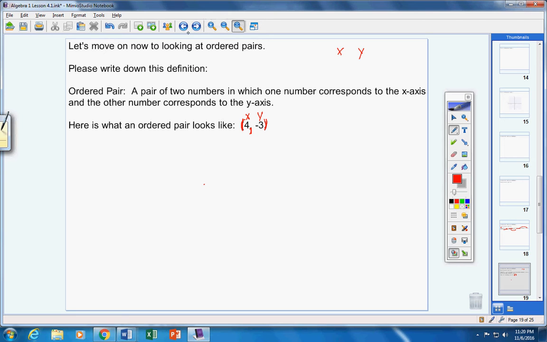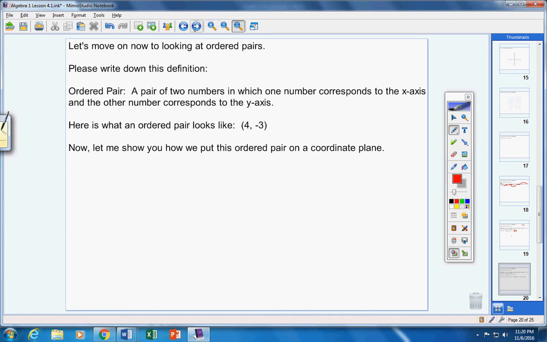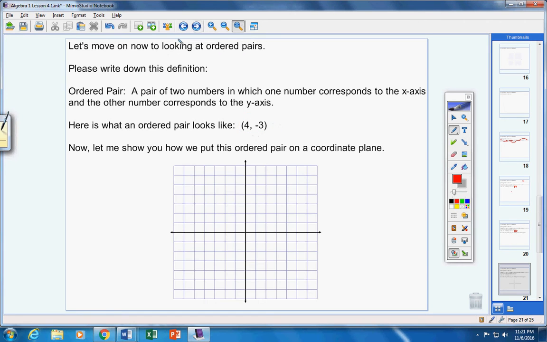In your notes, you should already have your coordinate plane drawn. Let's take this ordered pair right here, and let's plot it, or put it on a coordinate plane, okay? So here we go. Now, are you listening? This is your x value. Got it? Your x value. This is your y value.